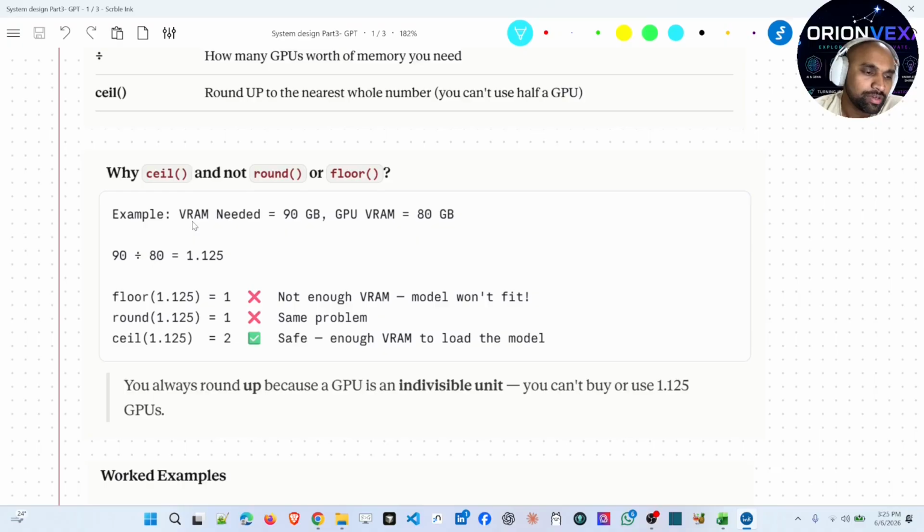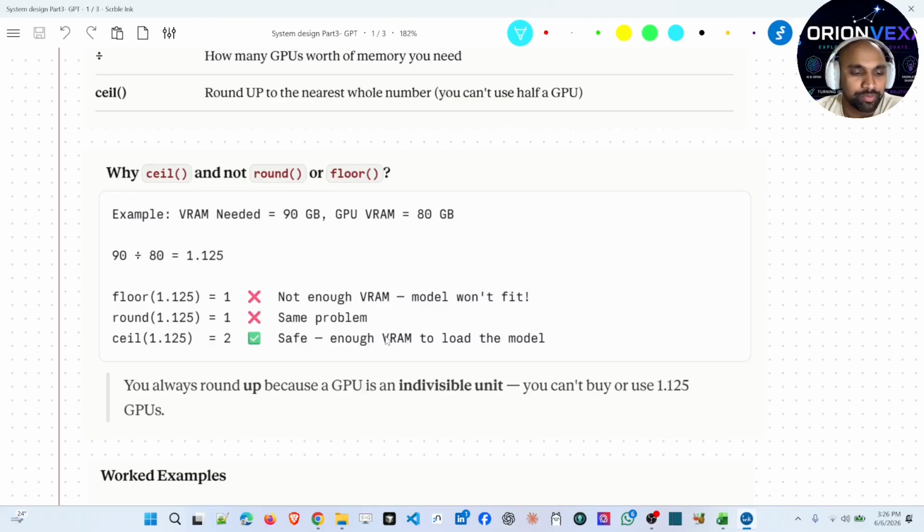Suppose the VRAM requirement is around 90 GB and GPU VRAM is around 80 GB. If we divide 90 GB by 80, we will get around 1.125. But we cannot go and purchase 1.125 GPUs. Instead, we go for the upper limit, that is 2. I cannot use floor. If we take the floor, it will go down and be rounded to 1. If we round, then again it will be rounded back to 1. If it is ceil, 1.125 will be rounded to 2.